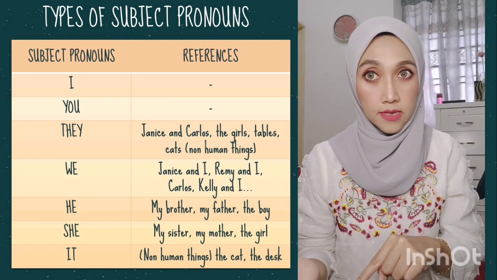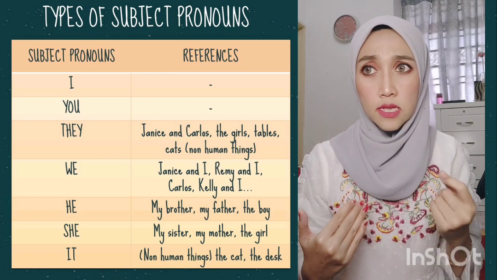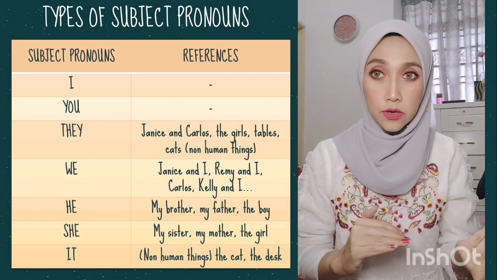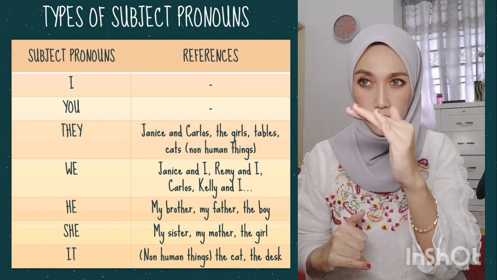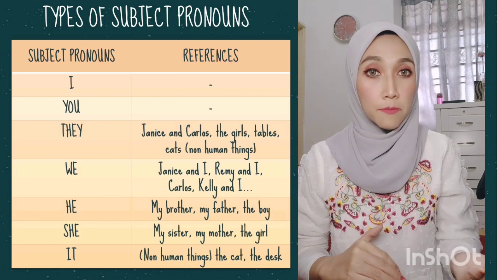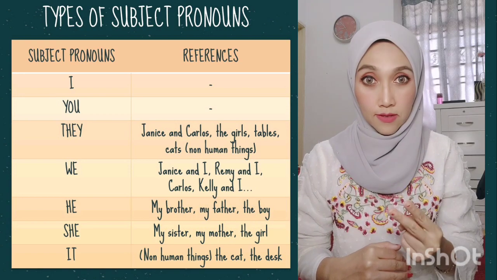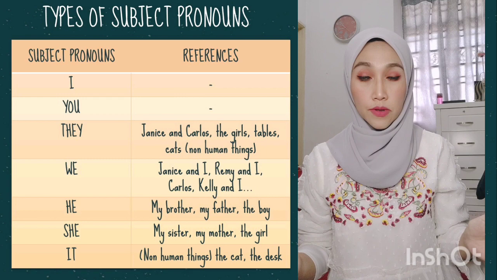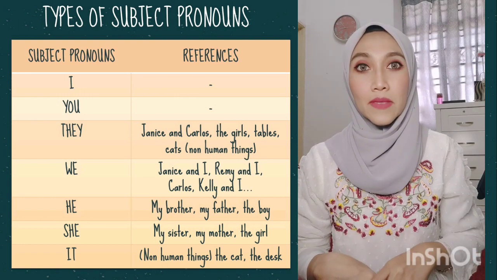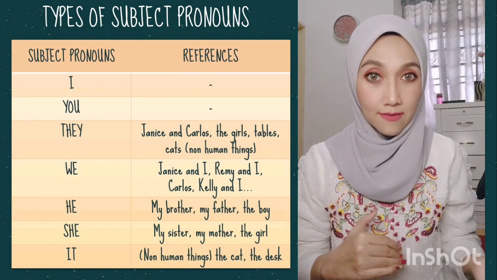What are the references to it? I and you are actually very special subject pronouns. Sometimes you can be plural, and sometimes you can be singular. So now let's focus on the ones under the subject pronouns table. They, for example, Janice and Carlos, two persons, so it is considered plural. The girls are plural. Tables, cats. Non-human things like tables and chairs are also considered subject pronouns, non-living and non-human.